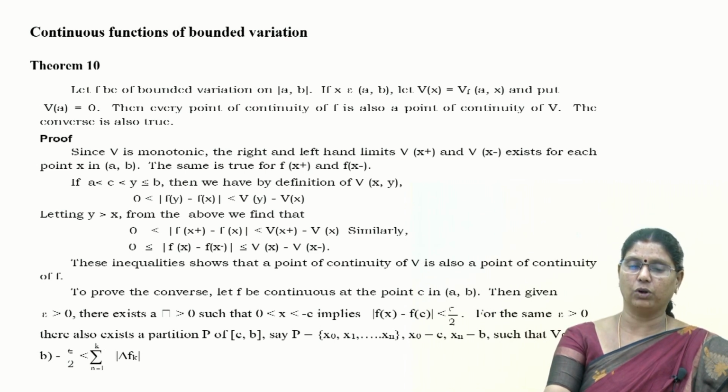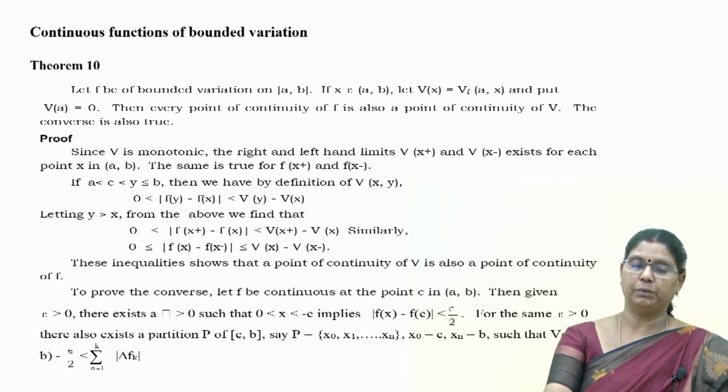Since v is monotonic, the right and left hand limits, say v(x+) and v(x-), exist for each point x in the open interval (a, b). Similarly, it is true for f also. So, the right hand limit and the left hand limit of f are denoted as f(x+) and f(x-).